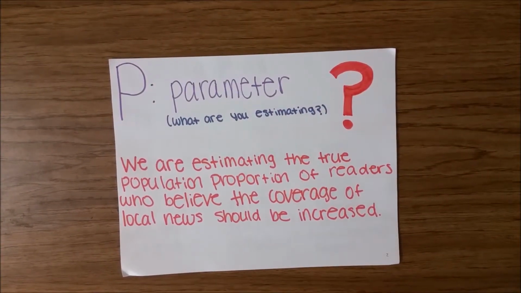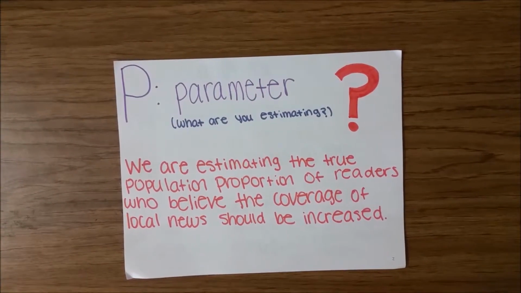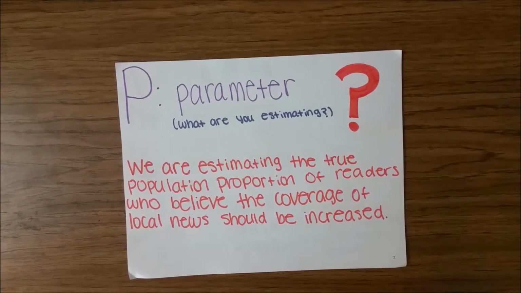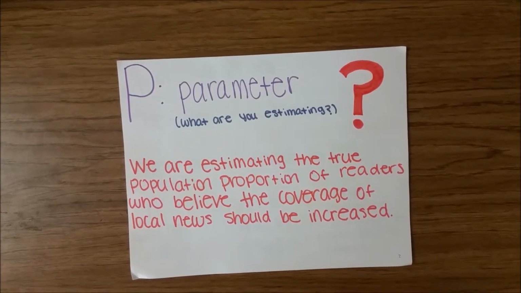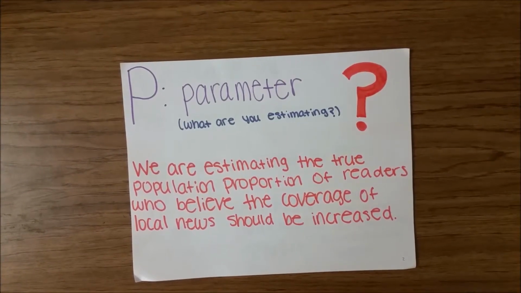The first step in a 1 proportion Z interval is looking for P, which is the parameter, which is what you are estimating. We are estimating the true population proportion of readers who believe the coverage of local news should be increased.